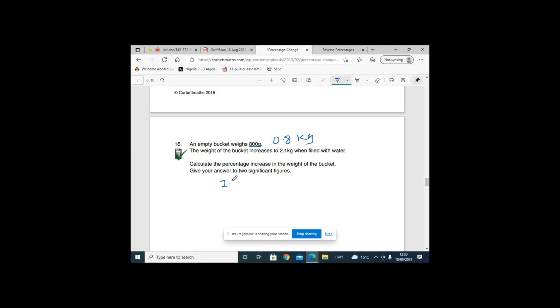So the difference is now what? 2.1 minus 0.8. You can use a calculator for that. 2.1 minus 0.8 is 1.3. Divided by 0.8, that is 1.625. Times 100 now. That is going to be 162.5%. That's a lot.